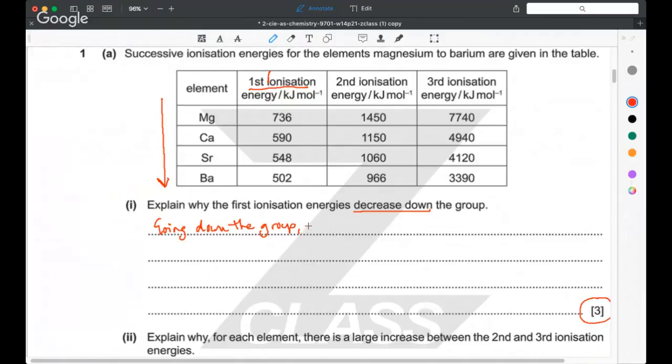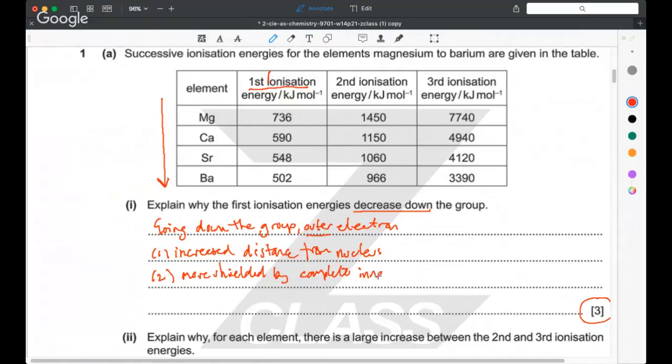As we go down the group, the outer electron, now remember in group 2 there are 2 electrons in the outermost shell, so we need to be talking about these outer electrons. The first point is that the outer electron has an increased distance from the nucleus. The second point is that these outer electrons, in addition to having increased distance from the nucleus, are more shielded by complete inner shells.